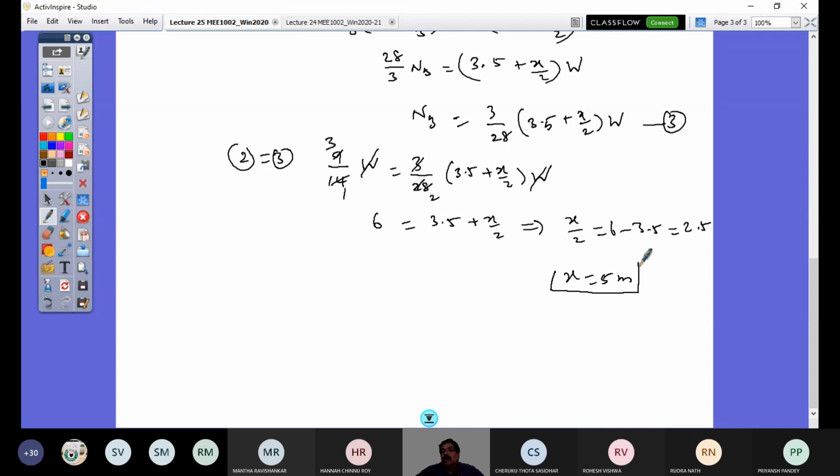So a person who weighs half the weight of the ladder, which is leaning against the vertical wall at an angle of 45 degrees, would climb only 5 meters up on the ladder of length 7 meters. That is the answer, right? So any doubt in this?